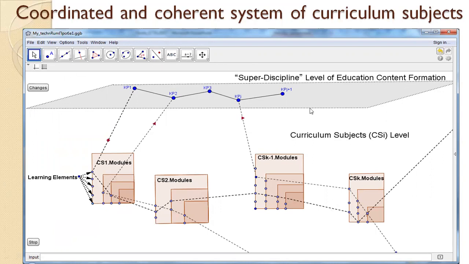Here you can see the semantic network of the super discipline level and modules with frames grouped around the proper key points of the super level of educational content. So you can see that each course can be represented as a nested system of frames. And each frame covers the system of learning elements with links which are spread and penetrate via the modules. And in fact, we obtain a really sensitive and coordinated system of learning elements, which are sensitive to the changes which usually happen at the super discipline level of education content formation.